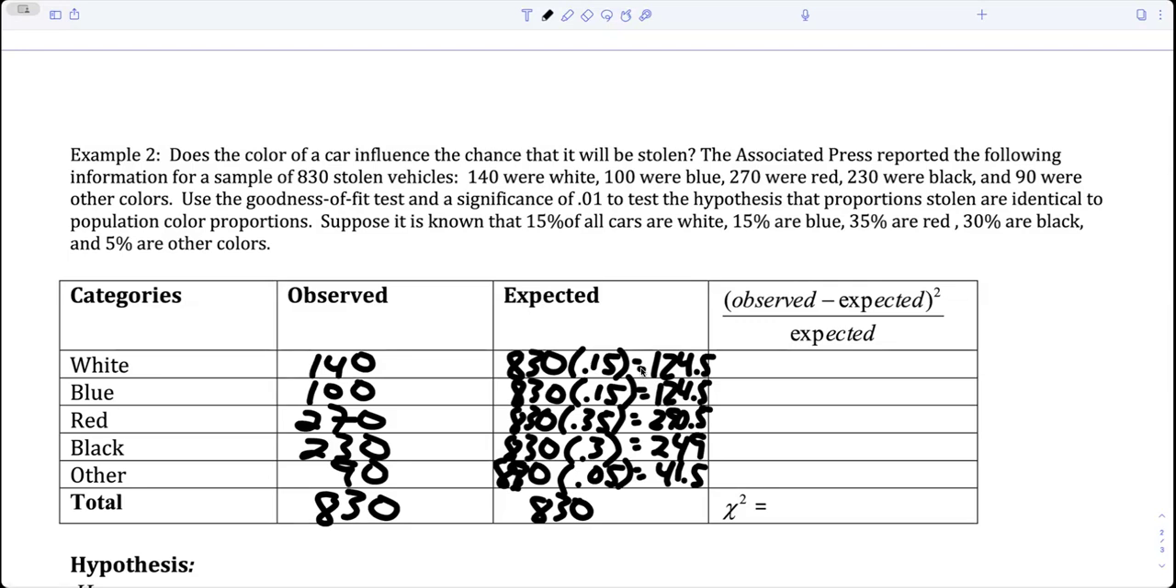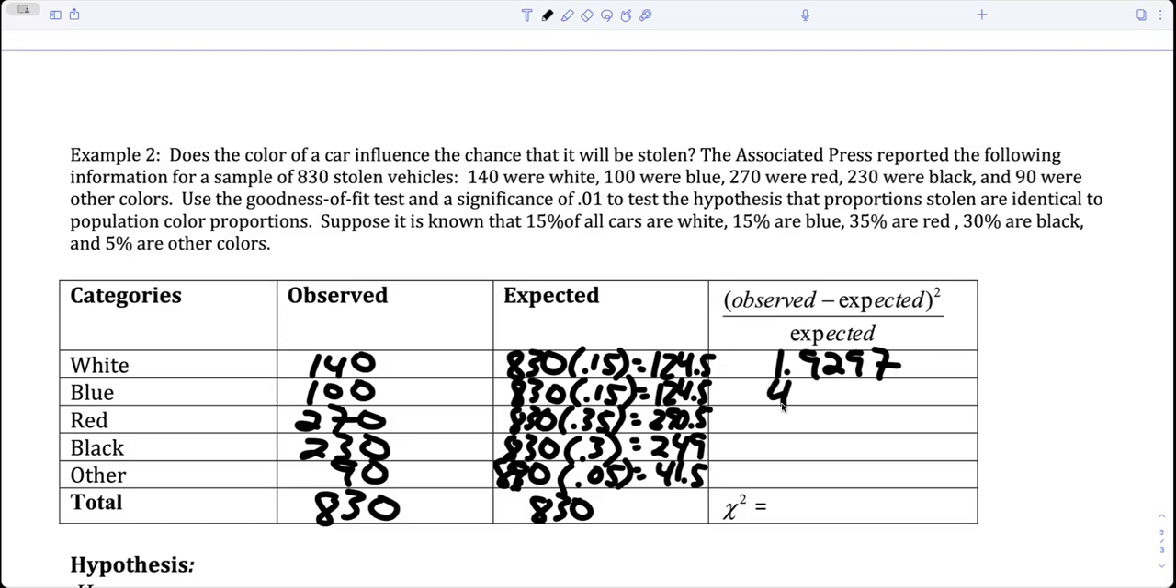And somebody help me out. What'd you get on that? Okay. I got like 1.9297, something like that. And then we're going to do the same thing for the next category. So we've got 100 minus 124.5, and then we square, and then we divide by 124.5.